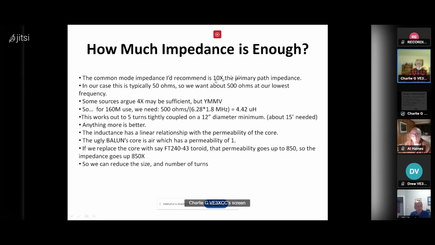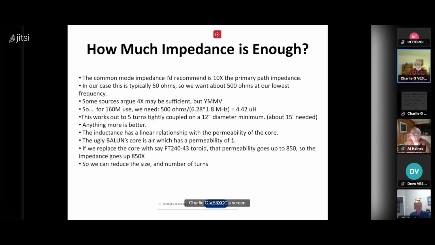So let's say for this 500 ohms at 160 meters, that works out to 4.42 microhenries. That is what we want our choke or coil to be. And if you find some online calculators that tell you how to figure out the impedance of your ugly balun, this works out to about 5 turns tightly coupled on a 12-inch diameter. So you need about 15 feet of coax just for that balun. Anything beyond that's better.